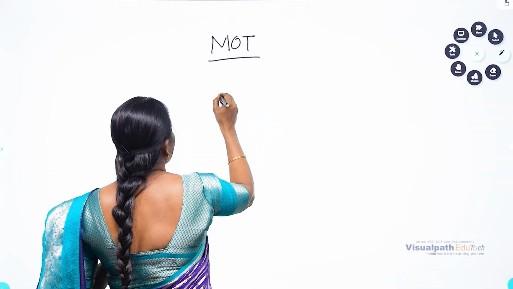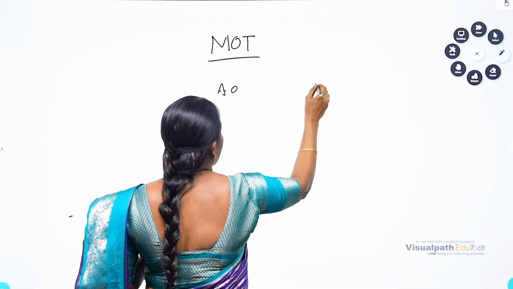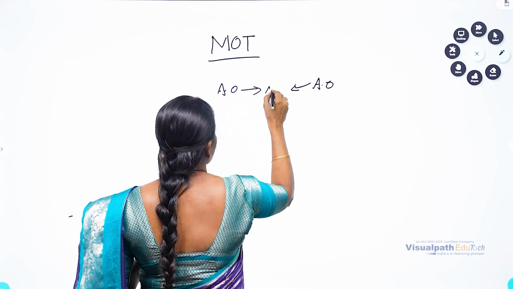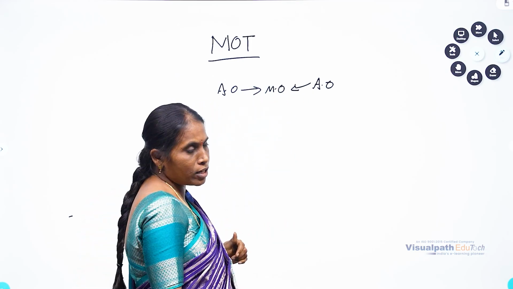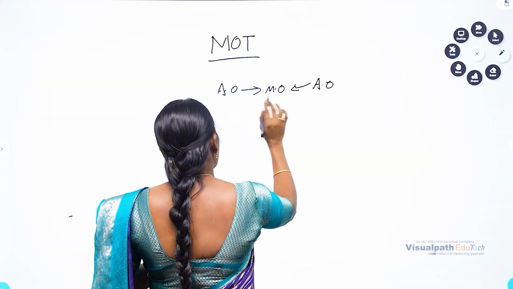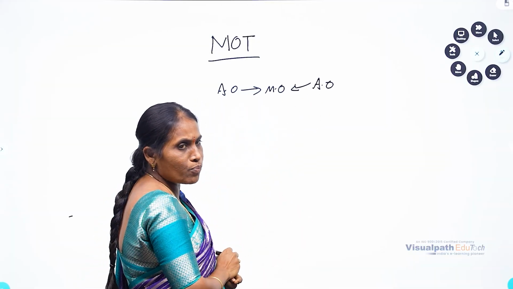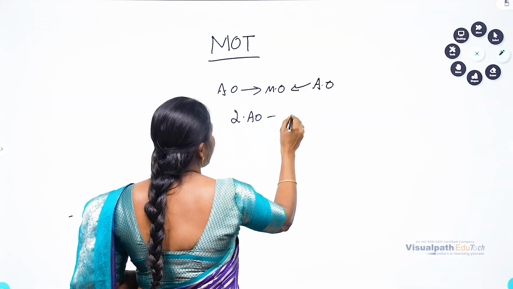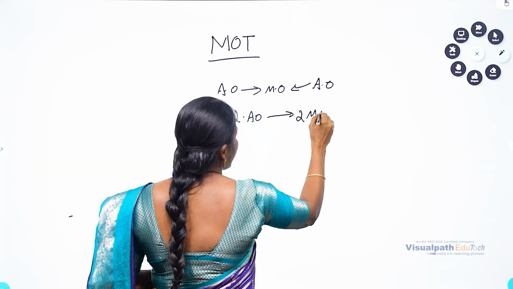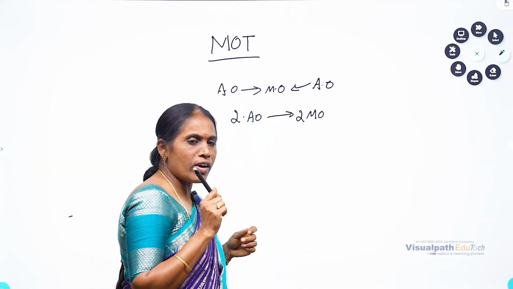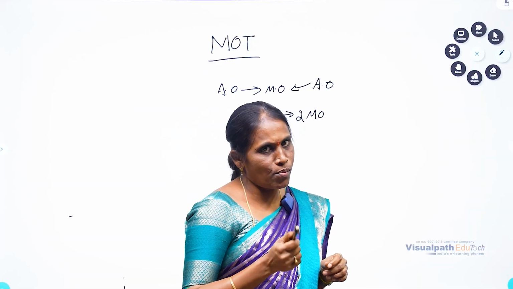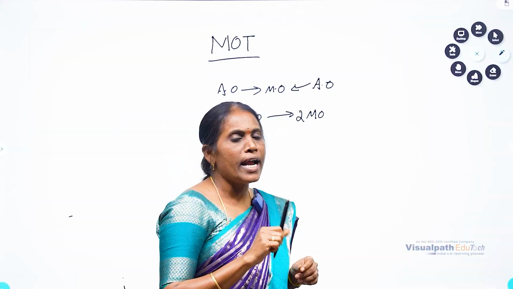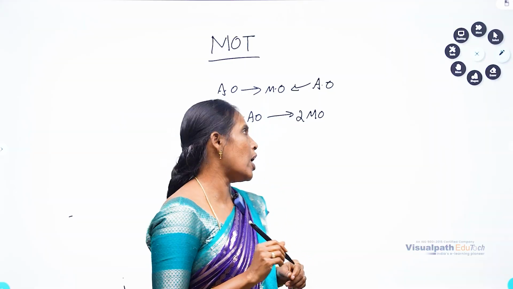For example, here it is one atomic orbital and it is another atomic orbital. These two atomic orbitals are combined and form the molecular orbital. The number of atomic orbitals is equal to the number of molecular orbitals. Here two atomic orbitals are involved, so it forms two molecular orbitals. Also, the energy of the atomic orbitals is equal to the energy of the molecular orbitals.